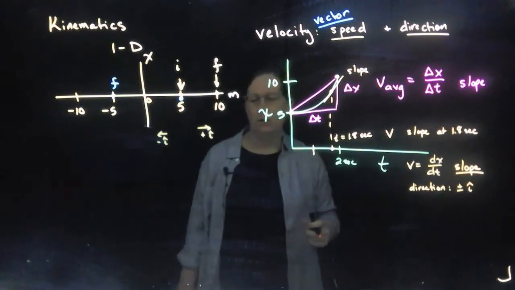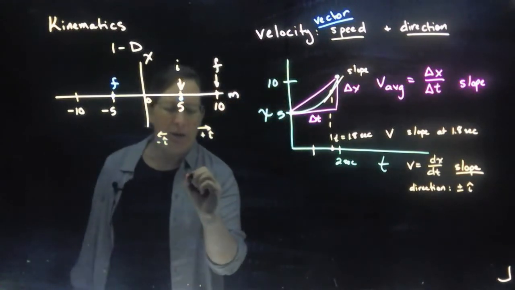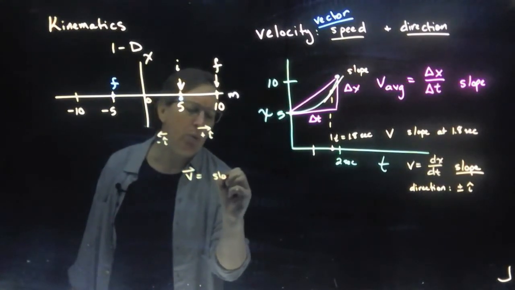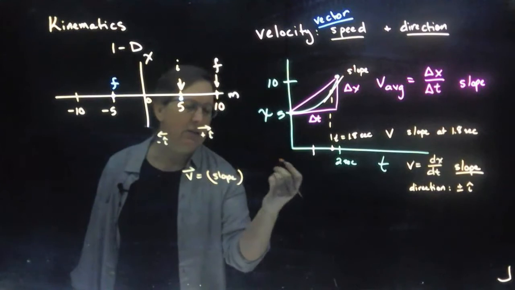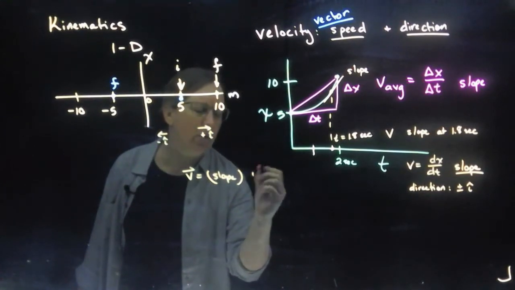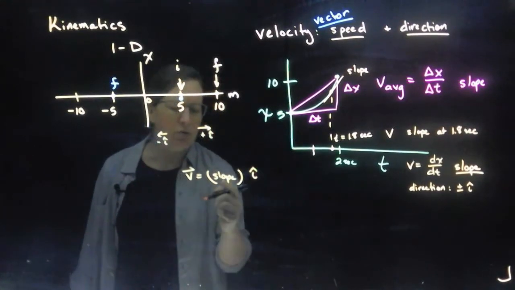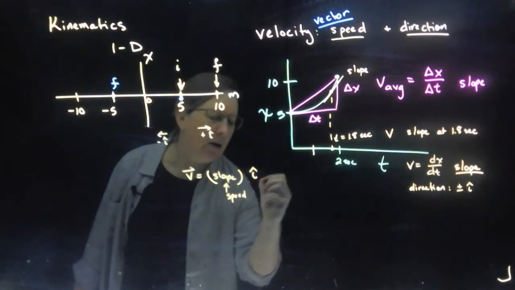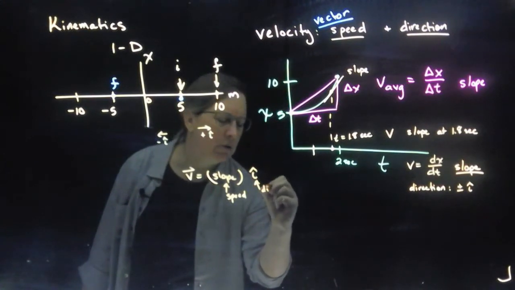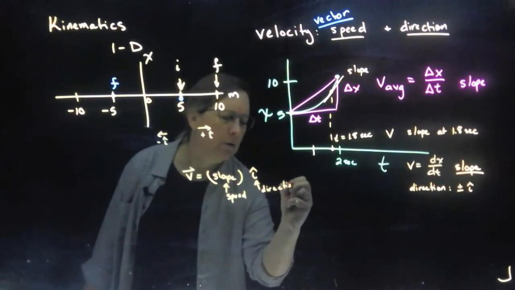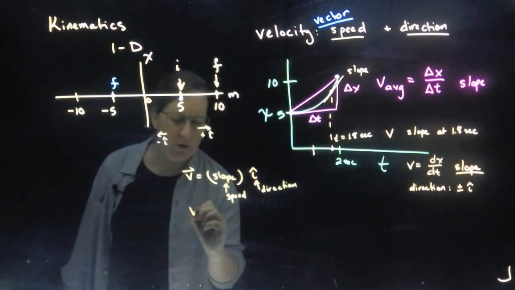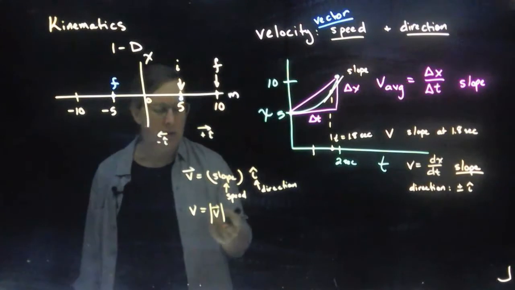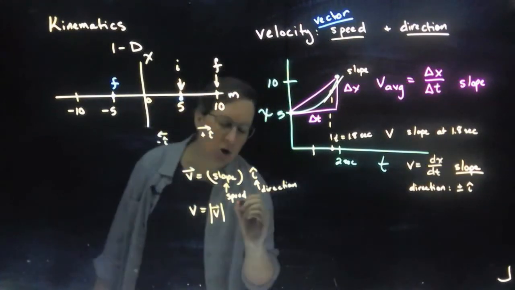And typically, you'll see a notation like this, v vector as our slope dx/dt in the plus or minus i hat direction. So that's our speed, and this is our direction. And you'll see sometimes the notation v, which is equal to the magnitude of the velocity, and that would be our speed.